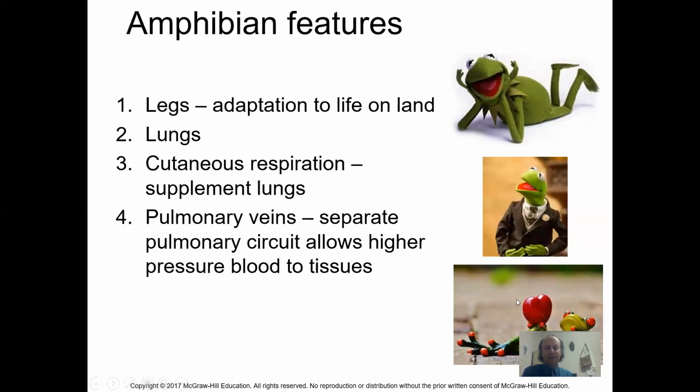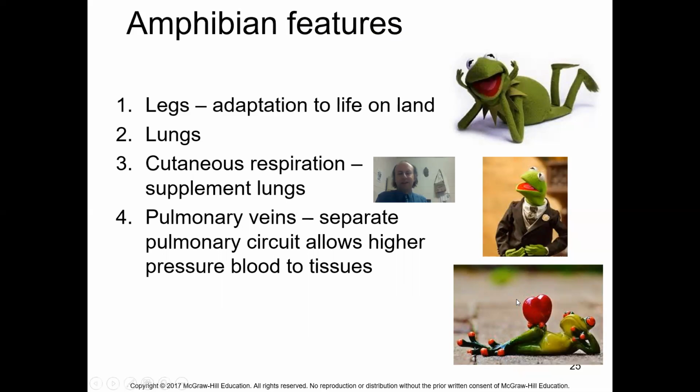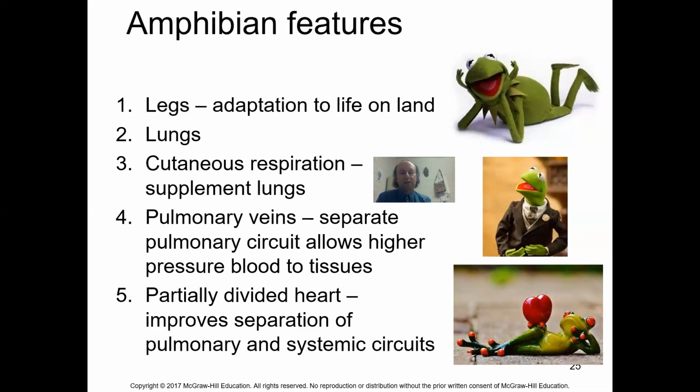Then what else? If you need to send blood everywhere in the body, you need another thing. You need a heart. Okay, fishes have a heart. So what about the heart? The heart has to be how in comparison to the fish? It has to be bigger. It has to be a bit more complex. So the heart now is partially divided. And that improves the separation of pulmonary and systemic circuits. That is quite an interesting adaptation, guys.